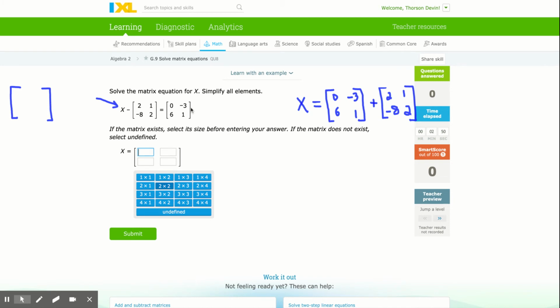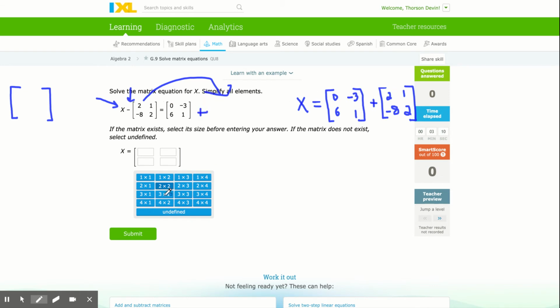And then we solve it just like we would an equation. If I have a minus this matrix, I'm just going to add it to the other side. That's what I've done here. I just bring, in a sense, that matrix over to this side and do the opposite operation, right? So if it's subtraction, then I'm going to put a plus here and bring it over.